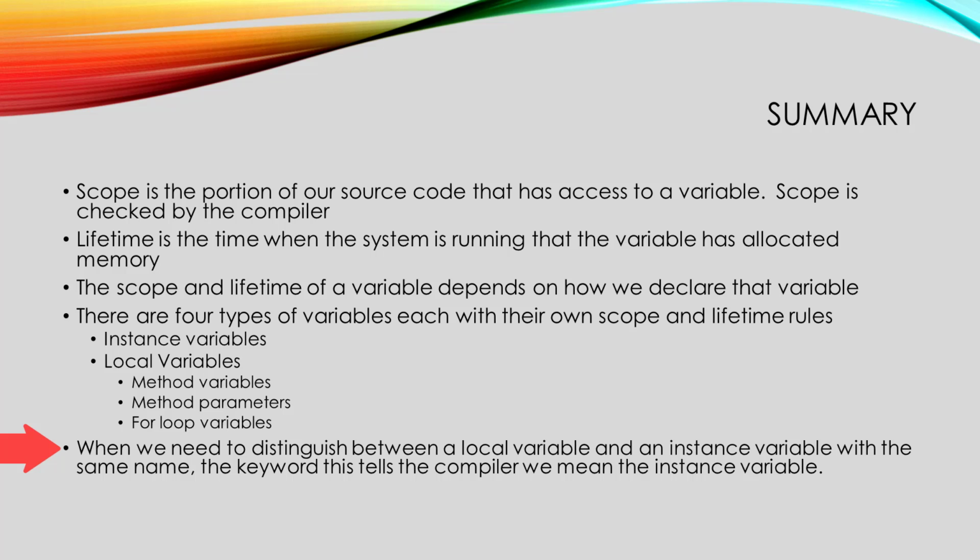When that happens, we have to be clear about which one the code is referring to, and the keyword this lets us denote that the variable we mean is the instance variable.